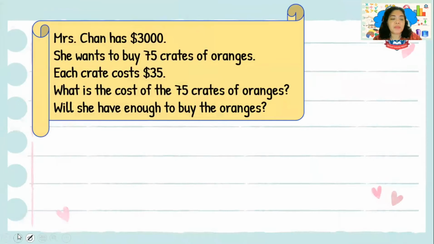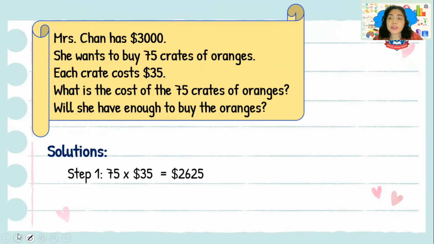I have here a problem. Let's solve. Mrs. Chan has $3,000. She wants to buy 75 crates of oranges. Each crate costs $35. So what is the cost of the 75 crates of oranges? Will she have enough money to buy the oranges? Okay, let's solve. Step 1 is let's find out the total cost of 75 crates of oranges. So let's multiply 75 times $35. And that is 2,625. So this is the total cost of the oranges.